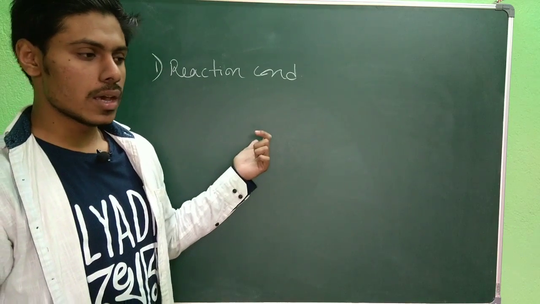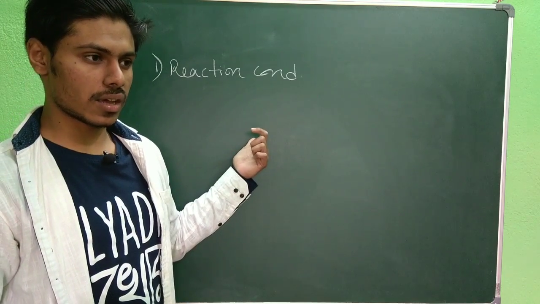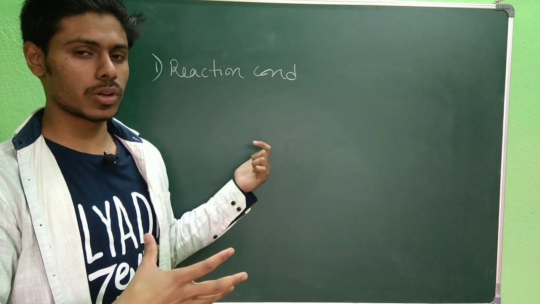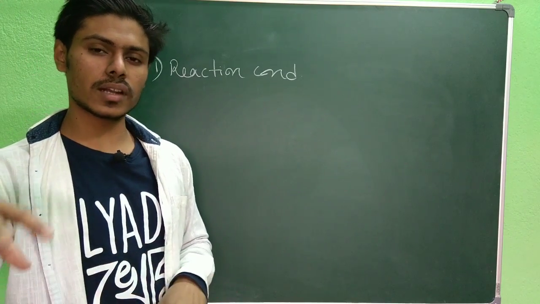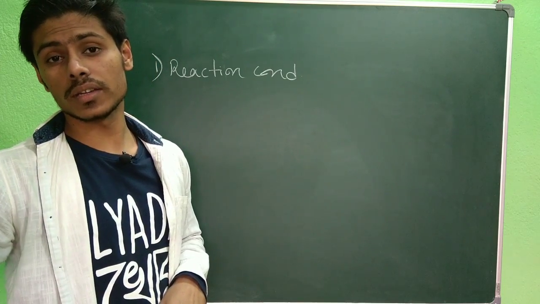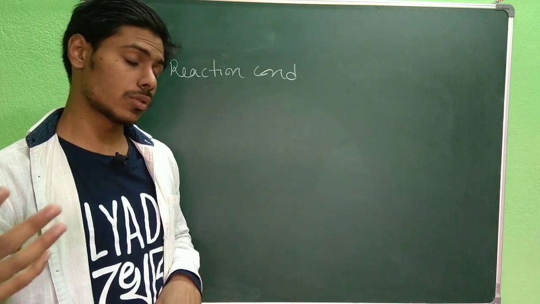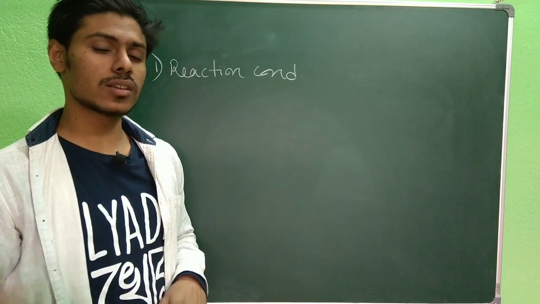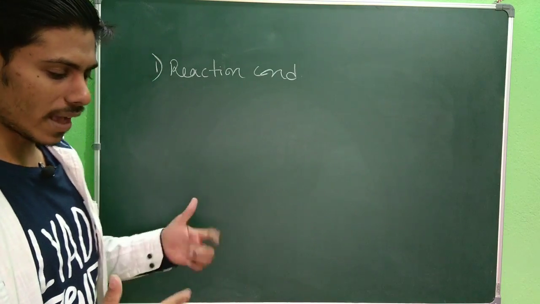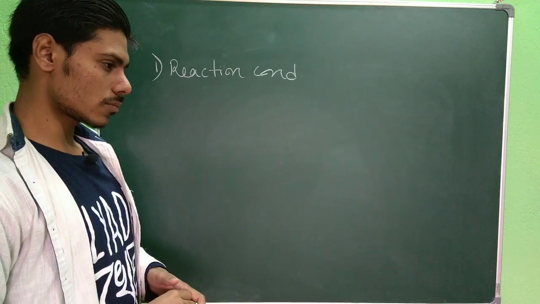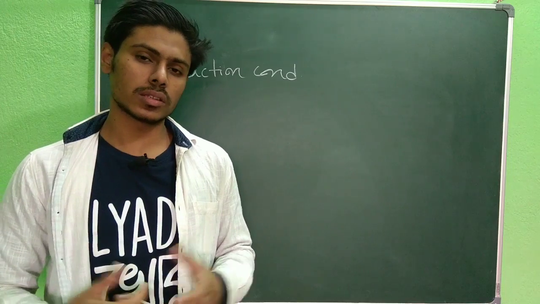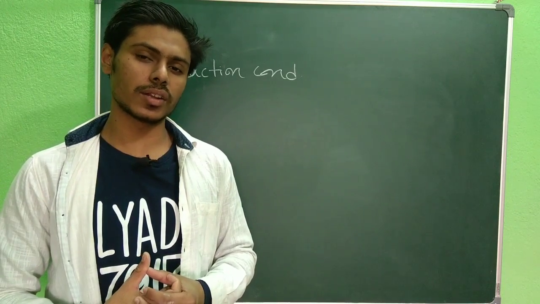For example, the reaction which I just discussed, the addition of hydrogen cyanide across the carbonyl compound. When you do the reaction at low temperature, you get the 1,2 addition product, whereas when you do the reaction in refluxing condition, you get the 1,4 product. So the reaction condition is very important. Now why is that the case? Before discussing that, you should have an idea about the thermodynamically controlled product and the kinetically controlled product.